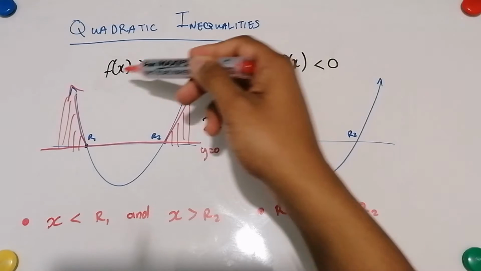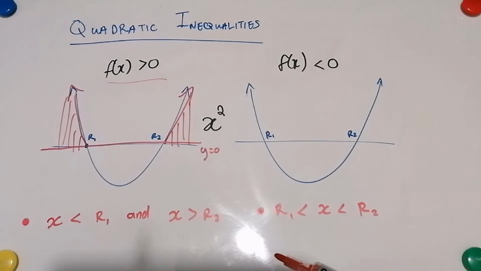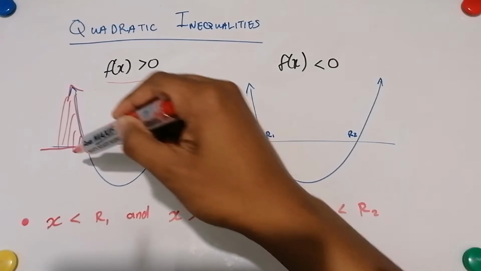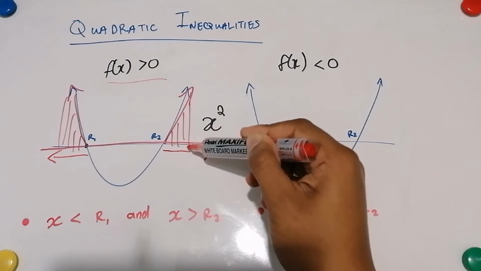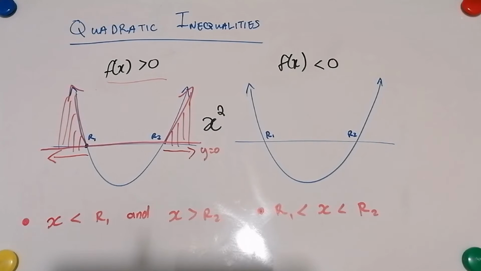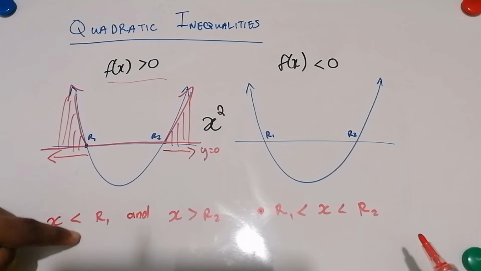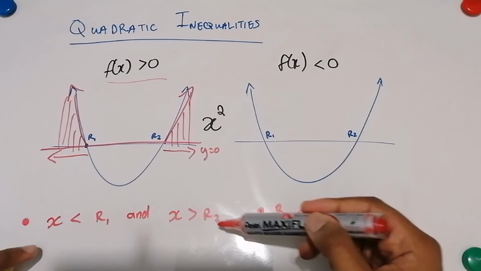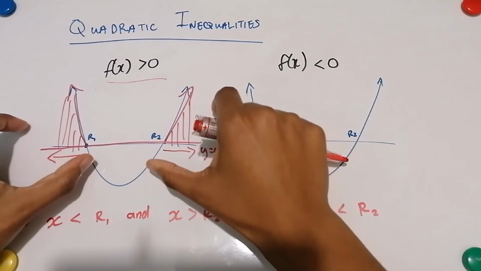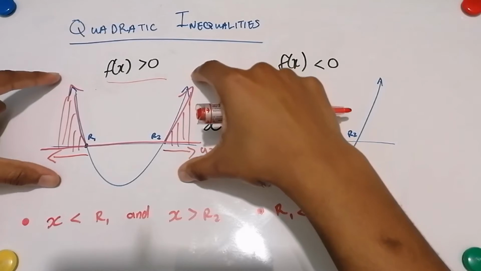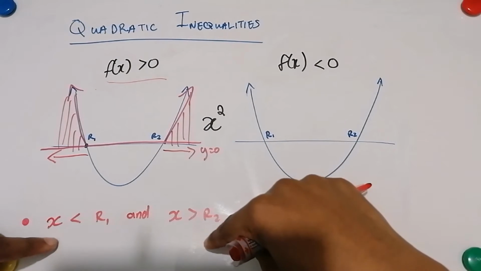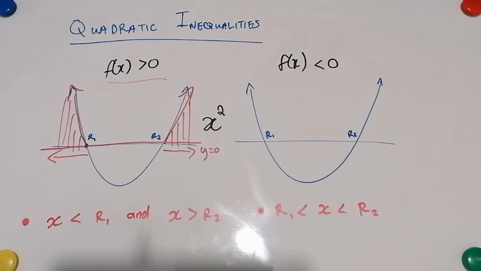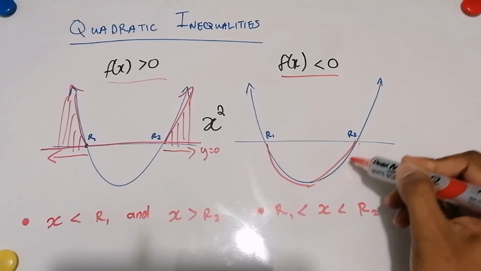So whenever something is greater than 0, this is how you write it. You say x less than whatever that x-intercept is, and x greater than whatever this x-intercept is. So in this case, x is less than R1 and x is greater than R2. It's two separate inequalities, two separate portions of the graph that are greater than 0, and that's why I write it like this.